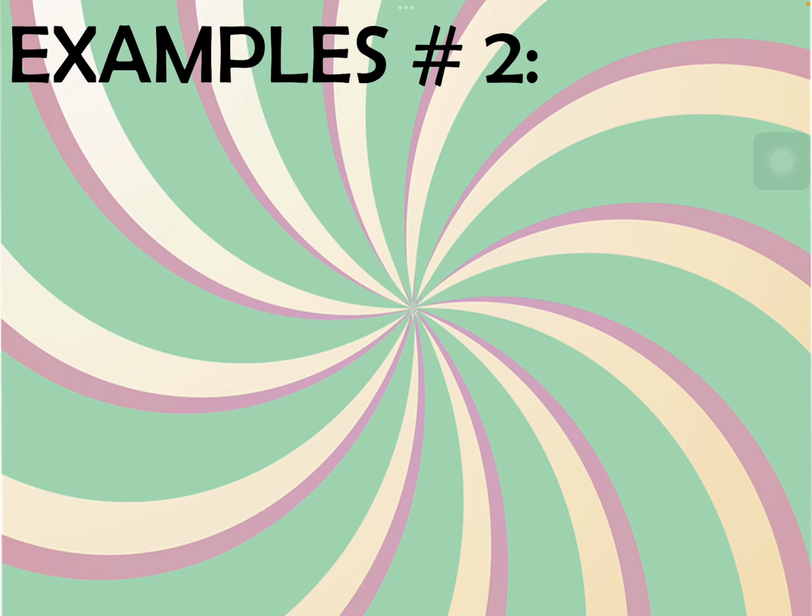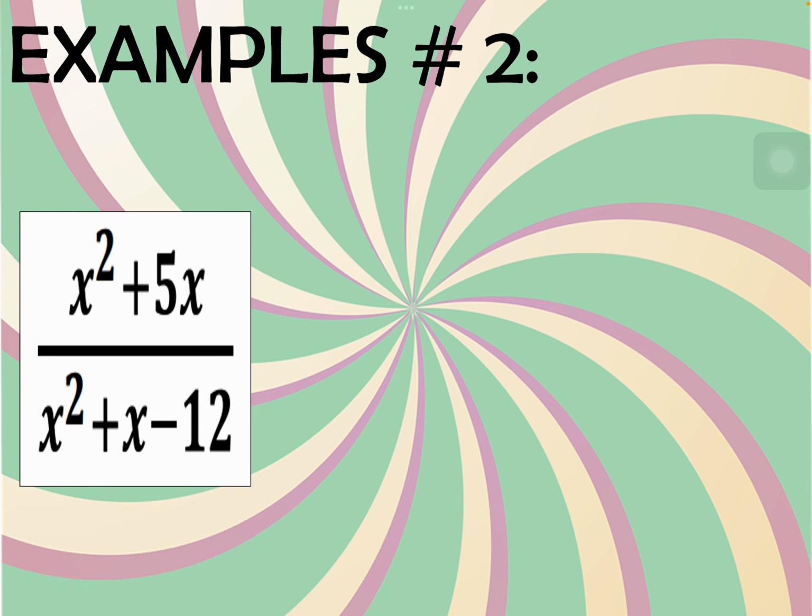So next example, we have x squared plus 5x and then x over x squared plus x minus 12. So again, hindi natin kailangan yung numerator. Magfo-focus lang po tayo sa denominator, which is x squared plus x minus 12. We're going to make that equal to 0.